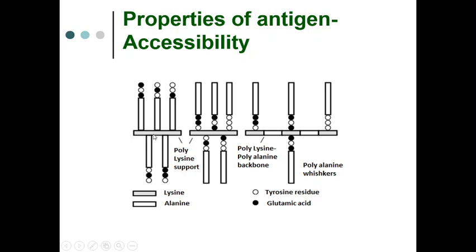Even though this molecule is a heteropolymer made up of 2 different amino acids with large molecular weight, when it was introduced into rabbits, it did not induce the production of antibody.